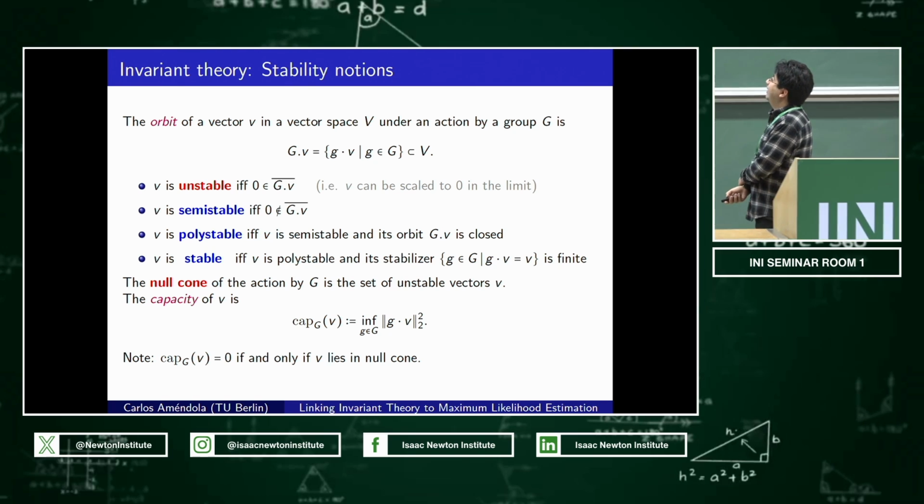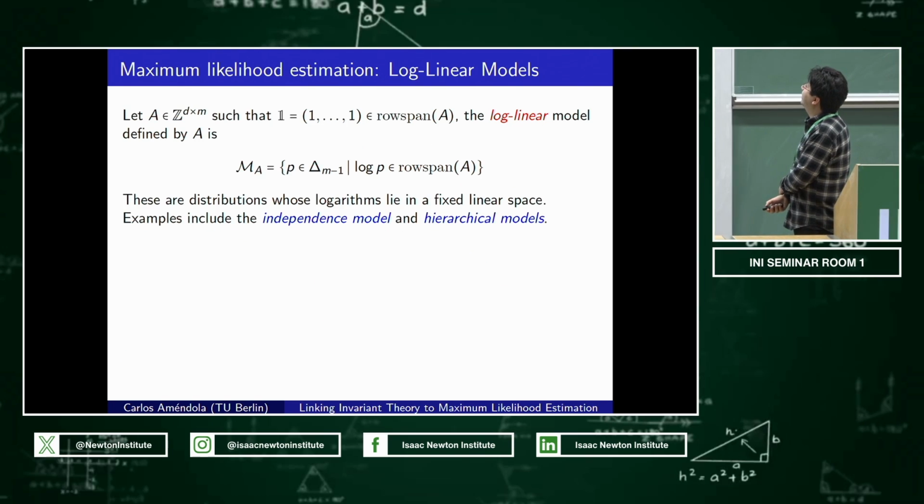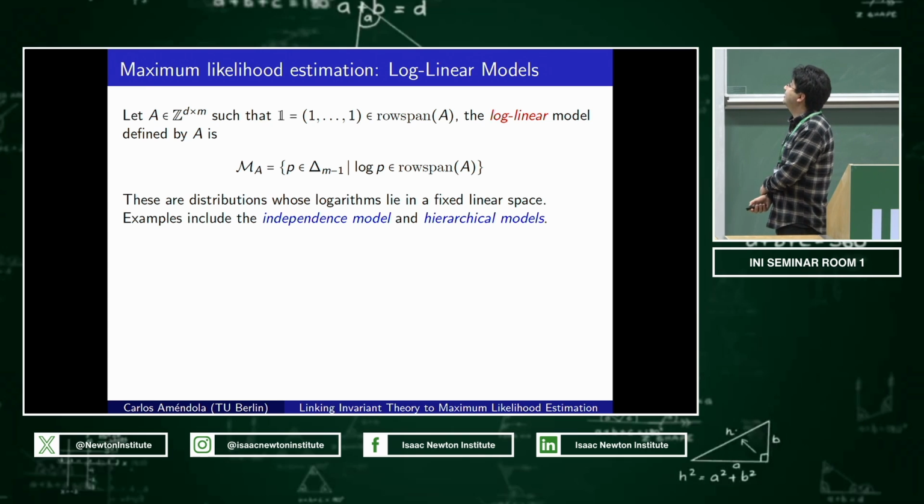Okay, so now that we have the stability notions, let's go back to how this connects to maximum likelihood. This will be our first example. This is just recalling the definition of a log linear model. For some technical reasons, we're going to assume that the all ones vector (1, 1, ..., 1) is in the row span of A. In particular, this means that the uniform distribution is always part of the model, which is something nice to have. That's the maximum entropy when you don't know anything. You just say, well, a uniform distribution.